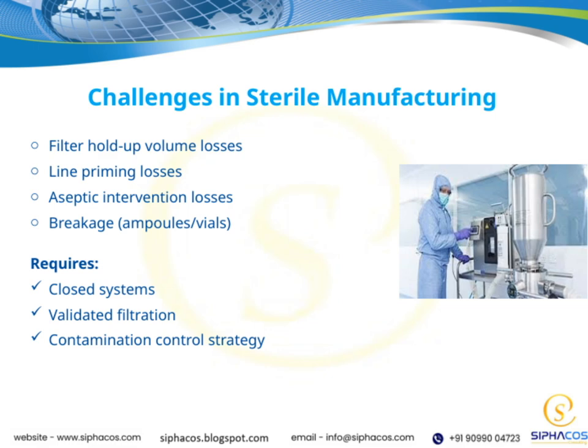To address these challenges, we need to implement specific strategies. Closed systems are essential. They help minimize contamination risk and reduce product loss during handling. Validated filtration is critical too, ensuring our filters perform reliably and consistently, maintaining product integrity. And finally, a robust contamination control strategy ties everything together, safeguarding the entire process from potential microbial or particulate intrusion. By understanding and managing these challenges effectively, we support the overall goal of producing safe, high-quality sterile products efficiently.